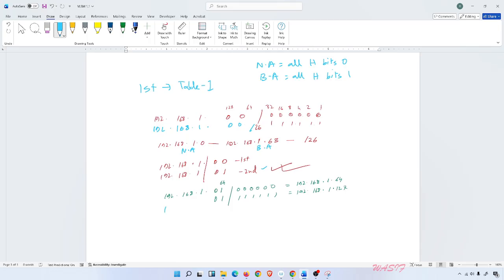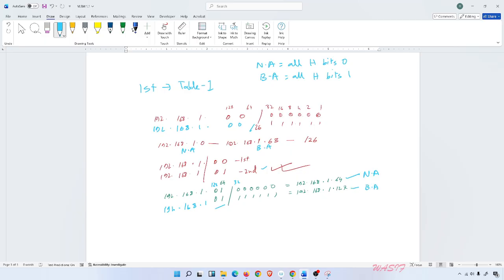So let's do it here: 192.168.1.01. Once you borrow the bits, you cannot change them anymore. You cannot modify them anymore. You need to leave them as they are. The network address and the broadcast address: if you add 128 plus 64 plus 32, you will get 64 as the network address, and 127 as the broadcast address.